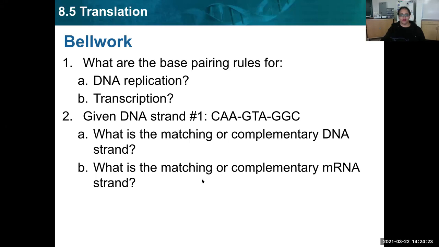All right. So we are going to do a poll. So for 1A, if I ask you, what is the matching or complementary DNA strand for CAA, GTA, and GGC, what are you going to pick? And there's a reason we group them by 3s, which we'll find out today. So for part A, I'm asking you for the complementary DNA strand. So this would be replication rules. Give you guys a couple minutes to answer these questions.